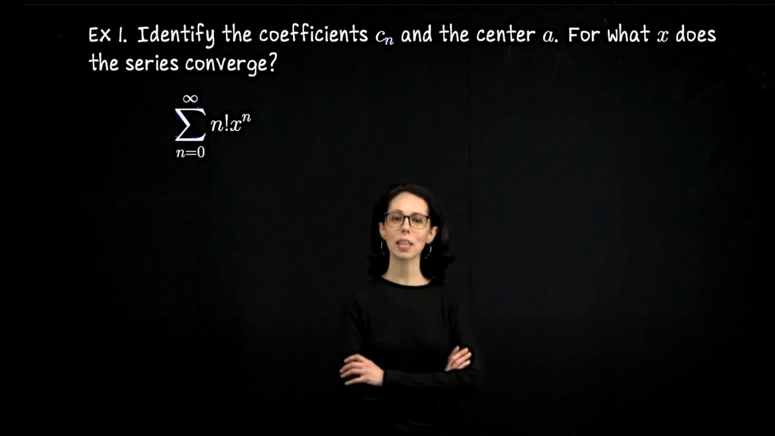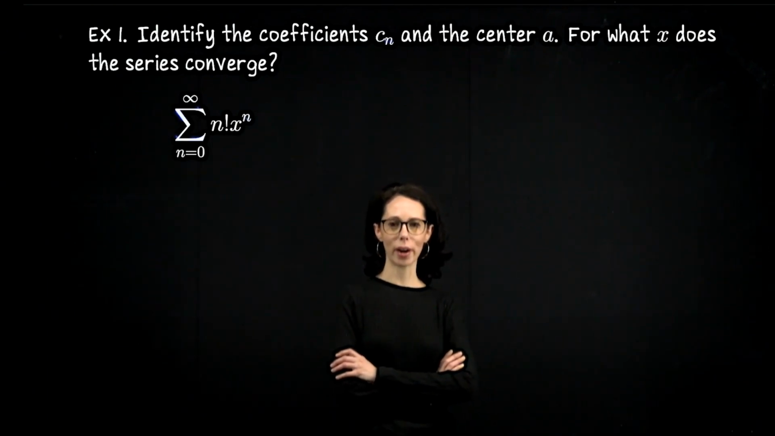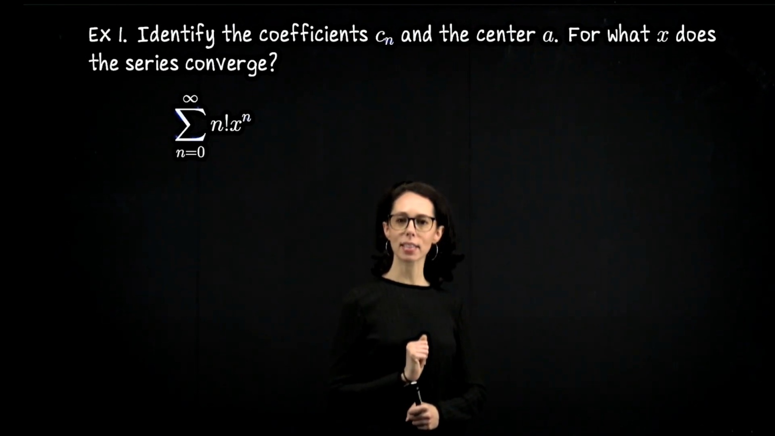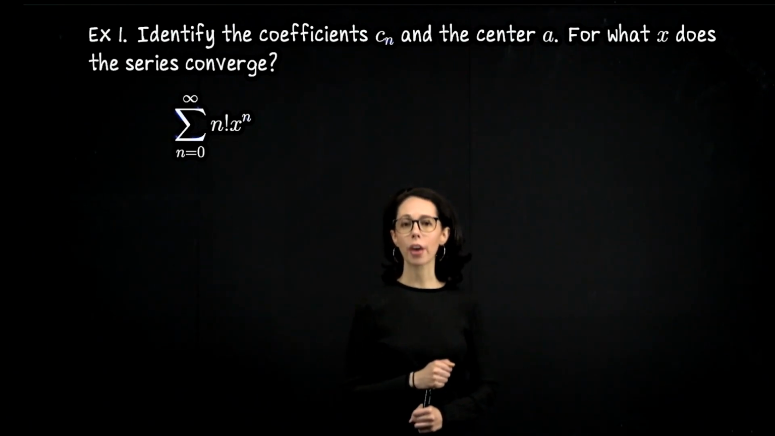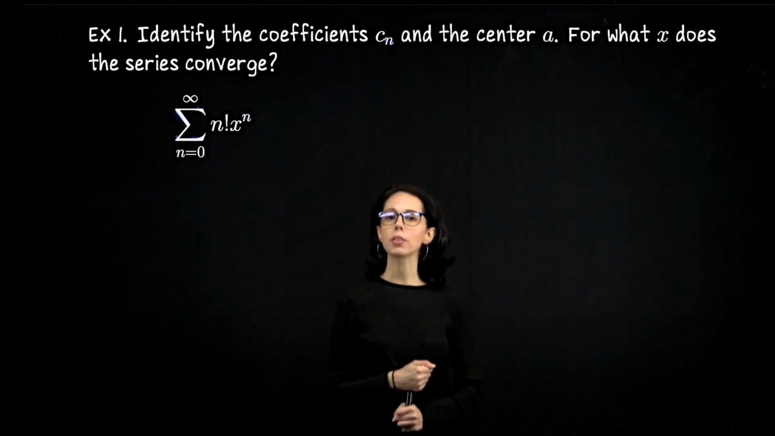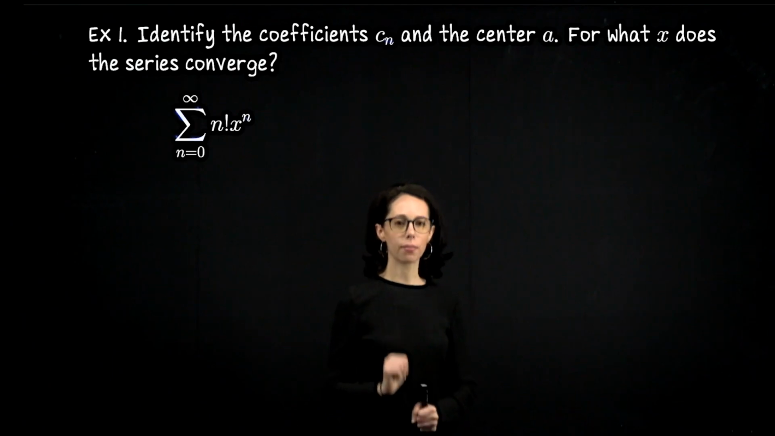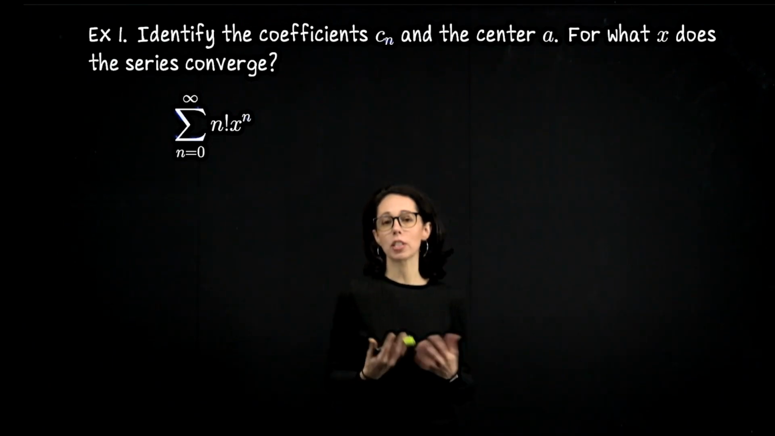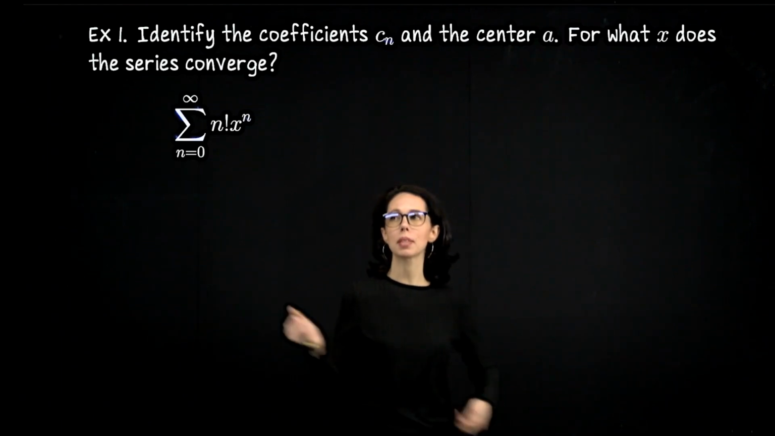Okay, let's look at this example of a power series we haven't seen before. So for the power series whose terms look like n factorial x to the n, let's identify the coefficients and the center, and then we will work out for what values of x does this power series converge. So it might be helpful to start by just expanding the power series for a few terms to see what it looks like.